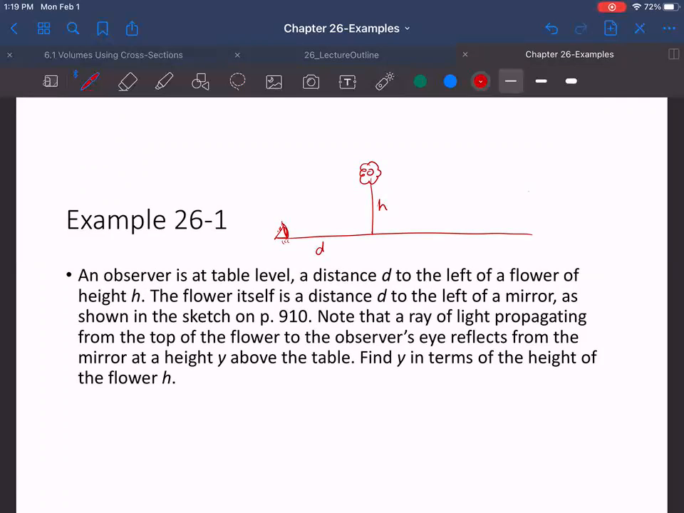The flower itself is a distance D to the left of a mirror. So we go over here a distance D again. We have some flat mirror there. And you can look on page 910, but there it is. Note that a ray of light propagating from the top of the flower to the observer's eye reflects from the mirror at a height y above the table. So we have some sort of ray coming from the top of this, hitting that, and going back to the observer's eye.